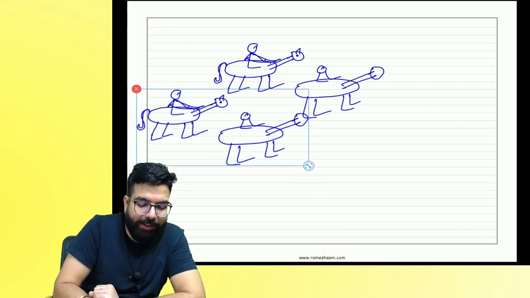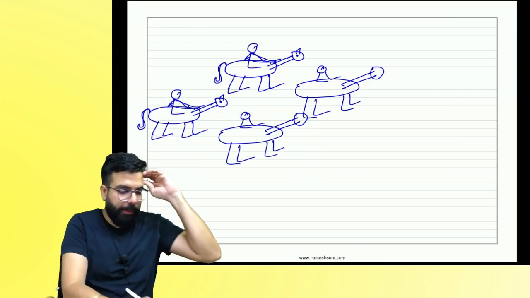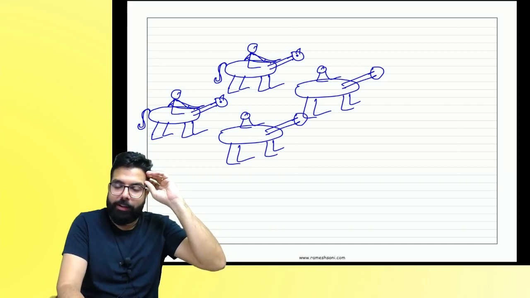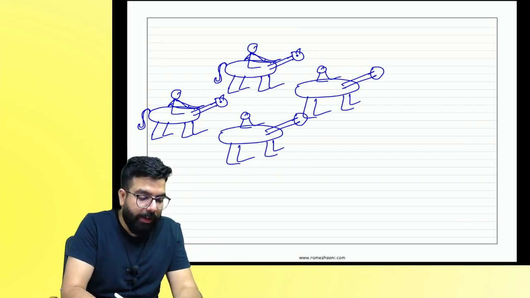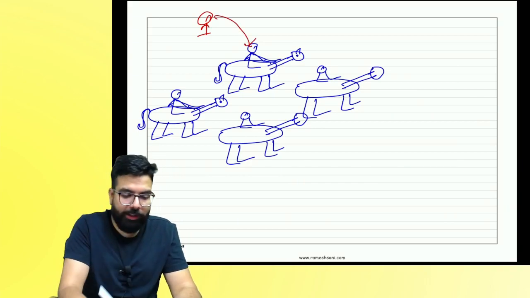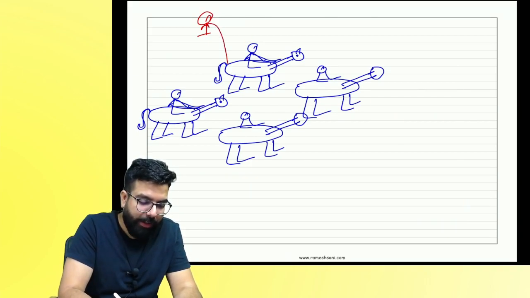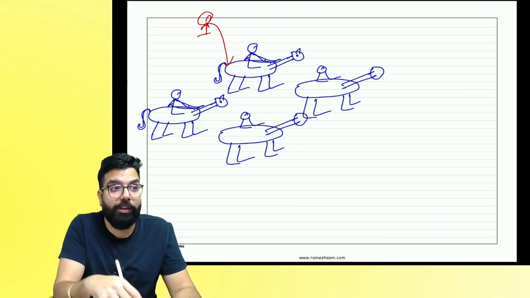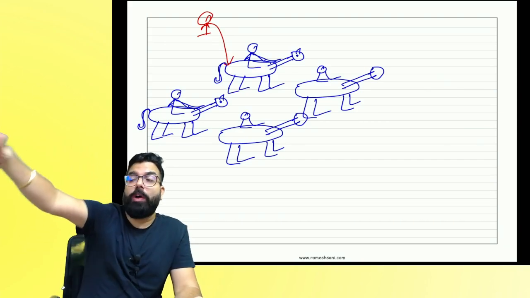People, for an example, there is a horse race. Okay, everyone, and I am over here. I put money on this horse, that this horse is going to win. I will put 1 lakh rupees.